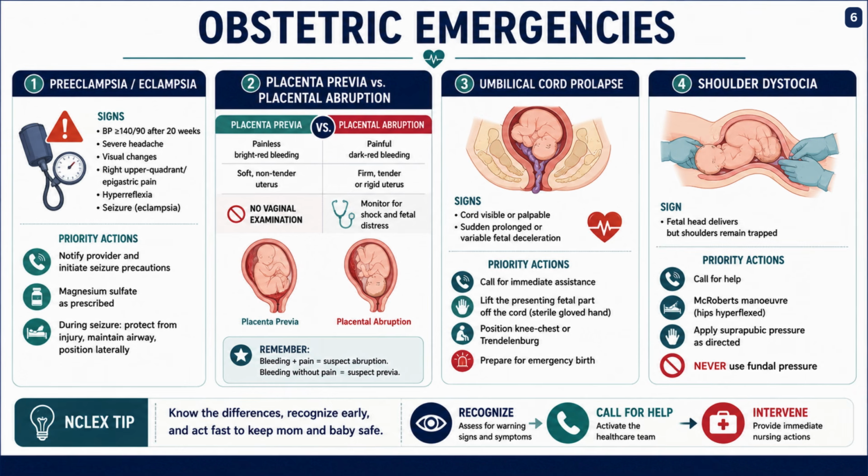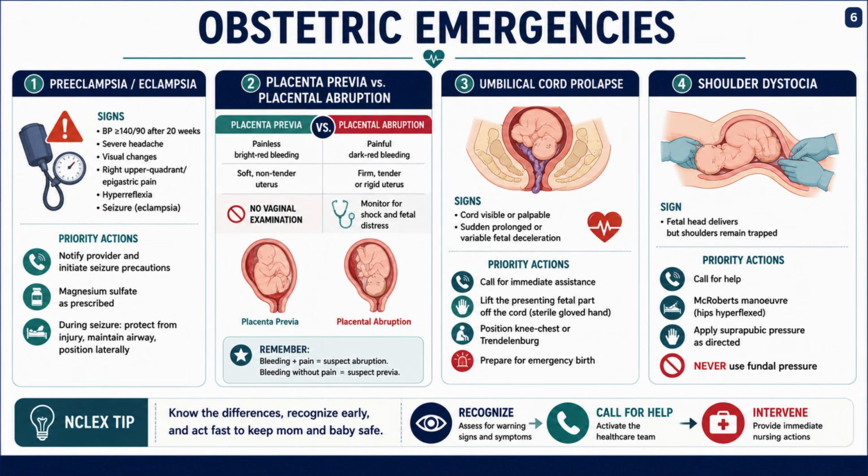Placental abruption usually presents with sudden abdominal or back pain, uterine tenderness or rigidity, and bleeding that may be visible or concealed. The nurse should monitor maternal vital signs, fetal status, and signs of shock.